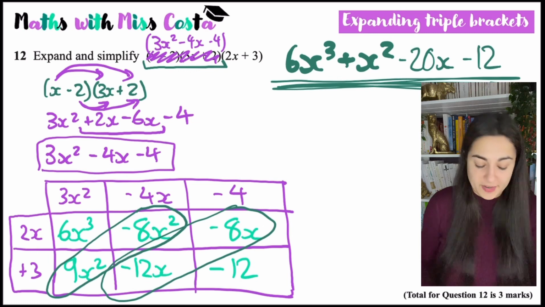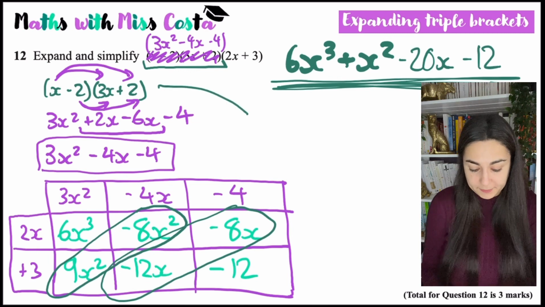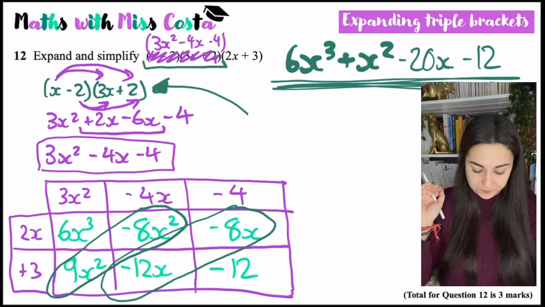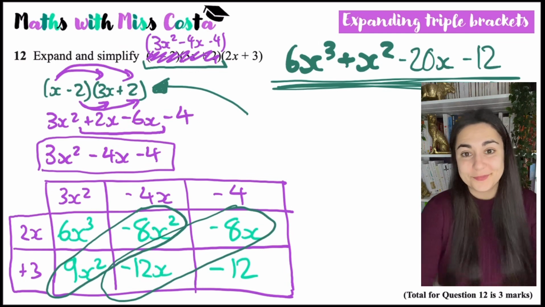So I would recommend, you can also do a grid method for multiplying out the first 2 brackets, especially if you're not confident with multiplying brackets. Just do it with a grid, because then you don't miss out any terms. But that's how we do that.